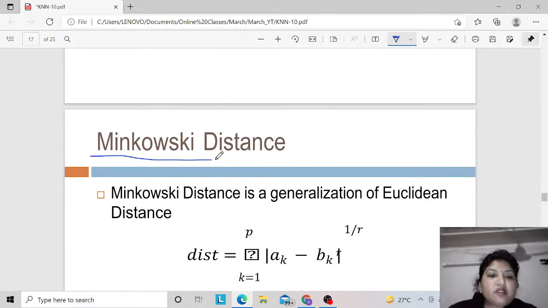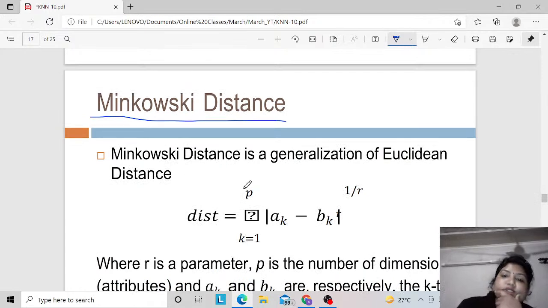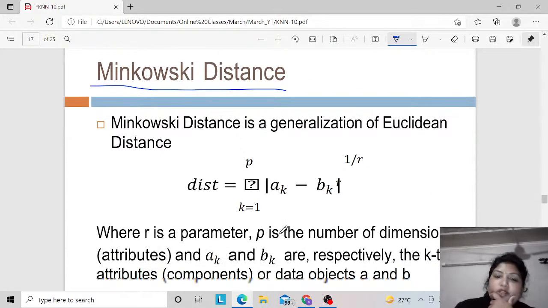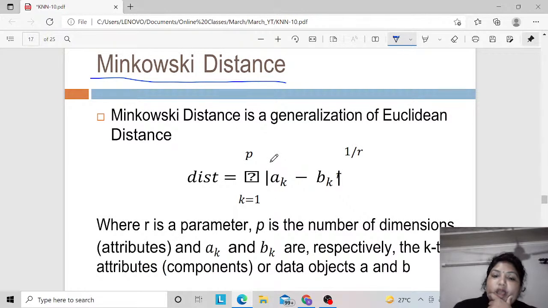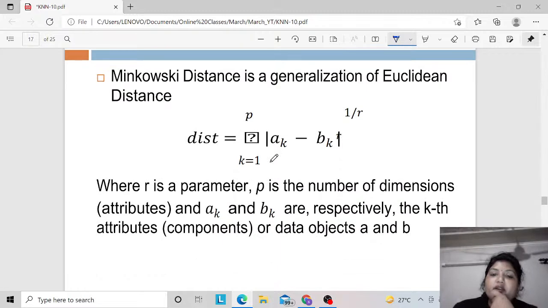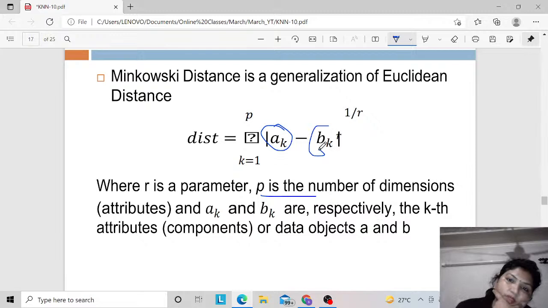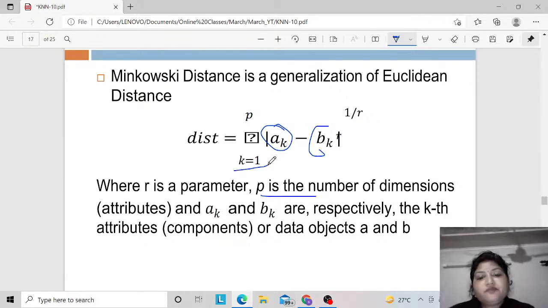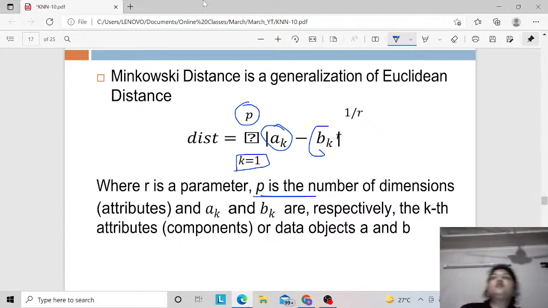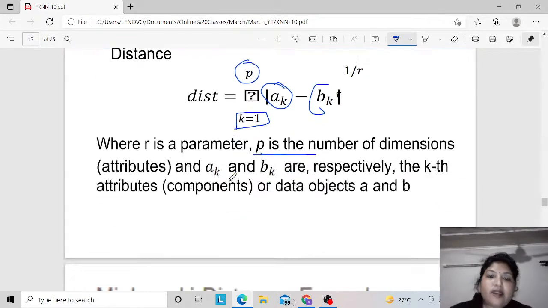Then we have Minkowski distance. Minkowski distance is a generalization of the Euclidean distance method. Over here we take the absolute value, where r is a parameter, p is the number of dimensions or attributes, and ak and bk are respectively the kth attributes of data objects a and b. So you have two data points, and we take k from 1 to p, where p is the number of dimensions or number of attributes, right?